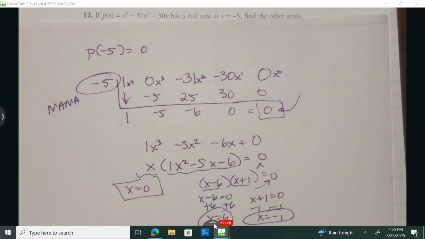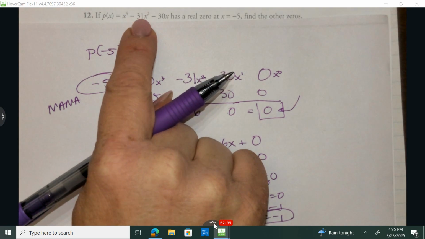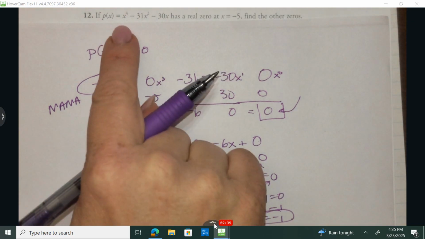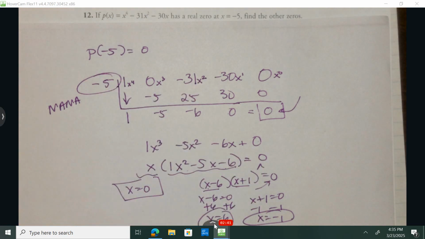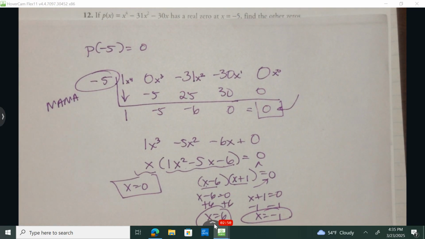How could you make sure? Again, I'm not sure if this would be a calculator or a non-calculator problem, but what you could do is plug 0 back in. 0 to the fourth is 0, 0 squared times negative 31 is 0, negative 30 times 0 is 0. So in fact, it does equal 0. When you plug in 6 and do the math, you should get an output of 0. When you plug in negative 1 and do the math, you should get an output of 0. These are my 4 answers, or 4 solutions, or zeros to number 12.